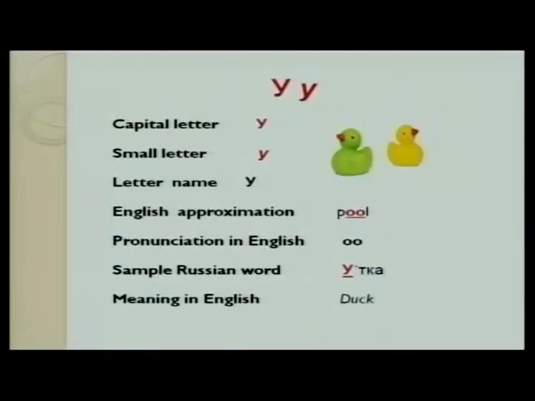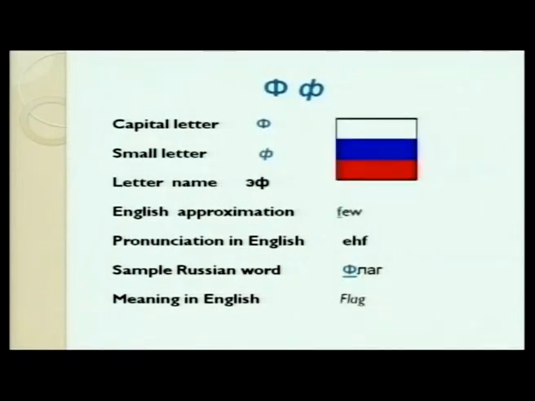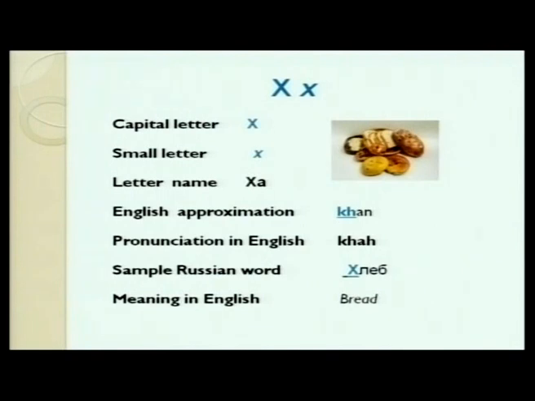Let us go to the next letter now. The name of the letter is U, like U in pool. A sample Russian word for letter U as utka. Utka, which means duck. Let us go to the next letter now. The name of the next letter is F. F, like F in few. A sample Russian word for letter F as in flag. Flag, which means flag.